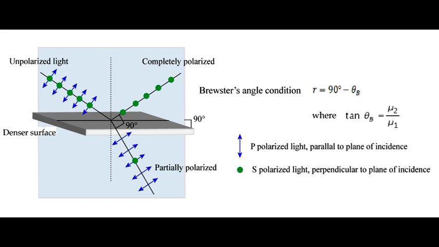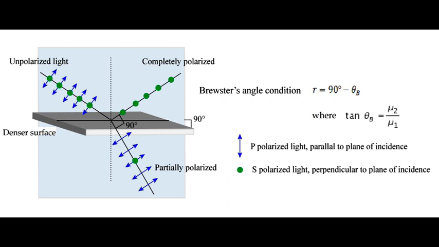Unpolarized light can undergo polarization by reflection off non-metallic surfaces. The extent to which polarization occurs depends upon the angle at which the light approaches the surface and upon the material that the surface is made of. The angle at which the reflected part is completely polarized is called Brewster's angle.